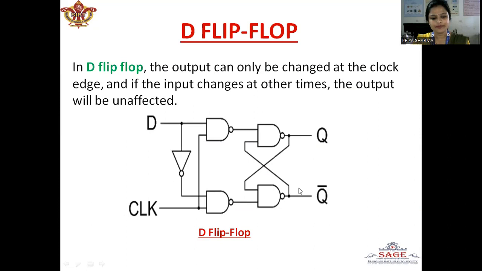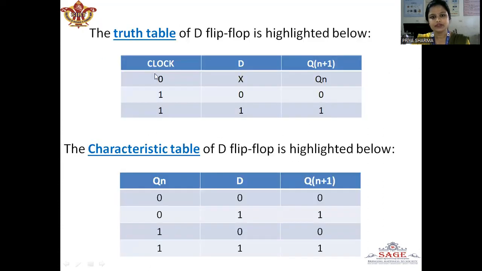Coming to the D flip-flop, or data flip-flop, is a better alternative that is very popular with digital electronics. They are commonly used for counters and shift registers and for input synchronization. In the D flip-flop, the output can only be changed at the clock edge. And if the input changes at other times, the output will be unaffected. In this, the SR flip-flop is taken and we have combined the inputs S and R through a NOT gate and given to the latch.